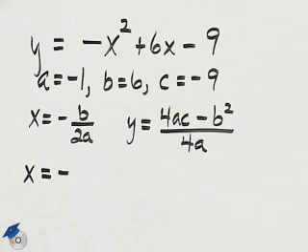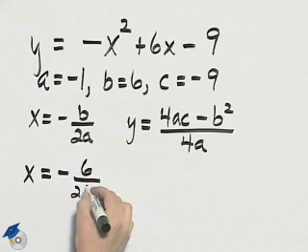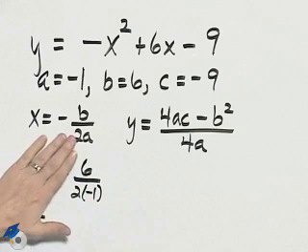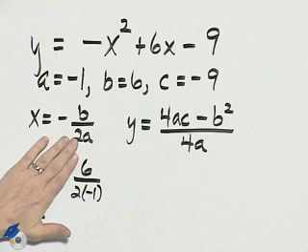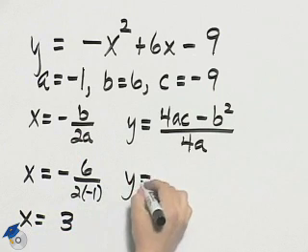First we have x equals -b, which is 6, over 2 times a, which is 2 times -1. We have 6 over -2, which is -3. Remember, the opposite in the front will make that 3, so we know that x is 3. Now we can find y.